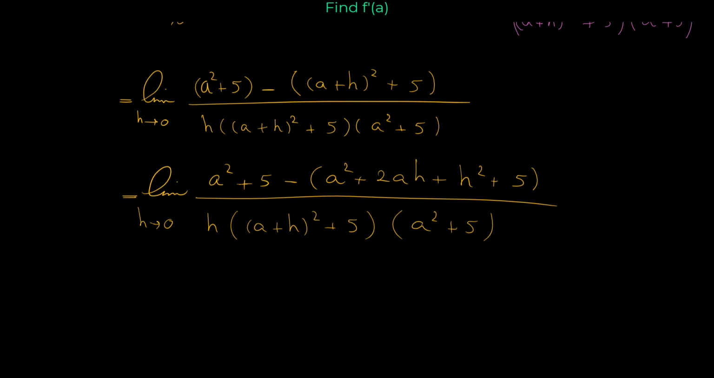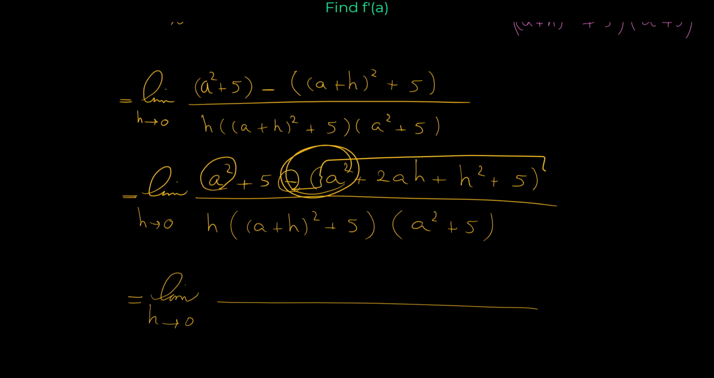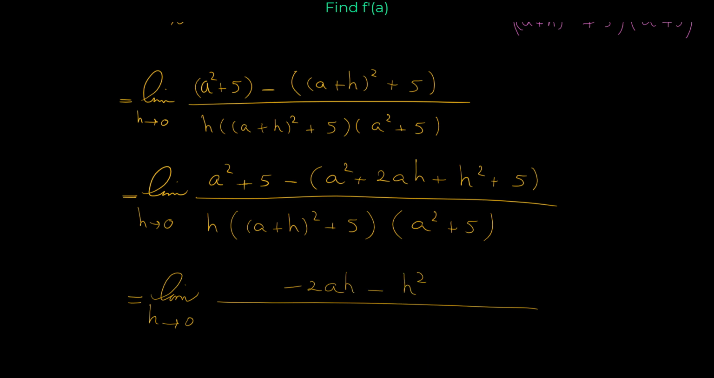Look at the numerator. We can simplify a few terms. In the numerator, limit h approaches 0, a to the 2 minus a to the 2, don't forget this minus is for everything that is in this bracket. So a2 minus a2 cancel each other, 5 and minus 5, they also cancel each other. Which terms remain in the numerator? Negative 2ah and minus h to the 2. And in the denominator we have h times (a plus h) to the 2 plus 5 times (a2 plus 5).